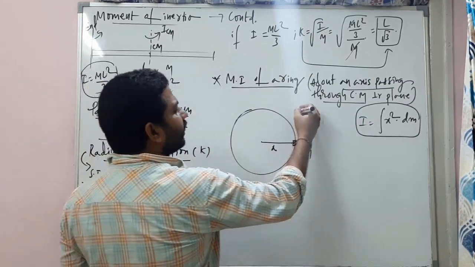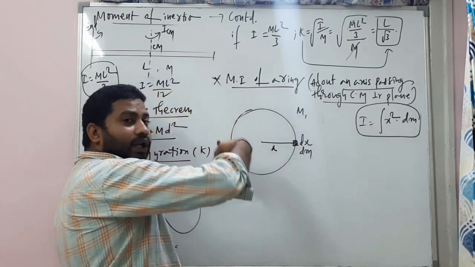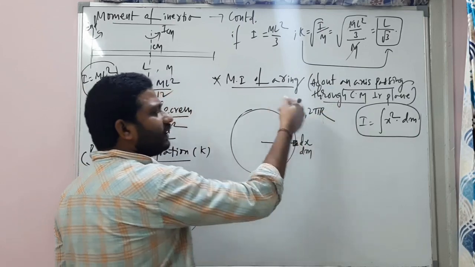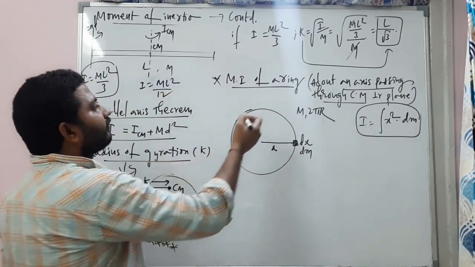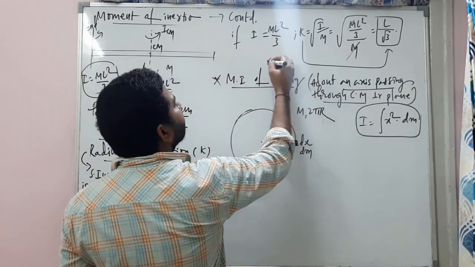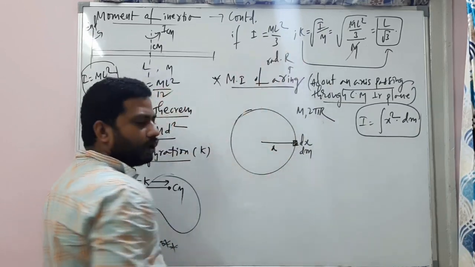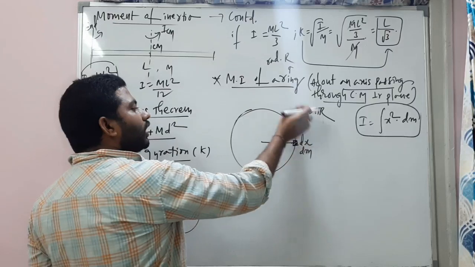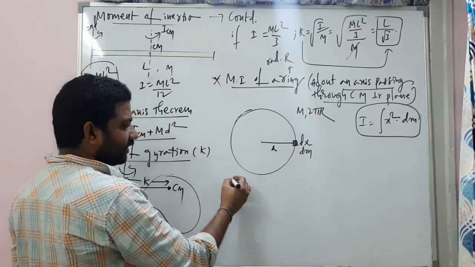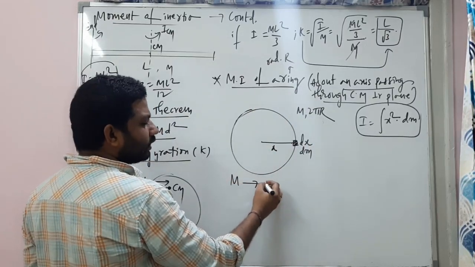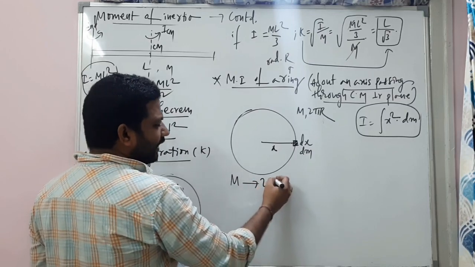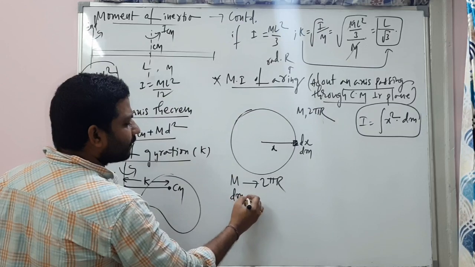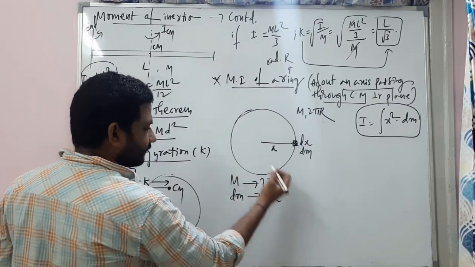Total mass of the ring is M and total length, its circumference, which is 2 pi r if the radius is r, for this ring. So if the radius is r, total length of this is 2 pi r and total mass is M. I am writing the same. Total mass capital M has length 2 pi r and small mass dm has length dx.